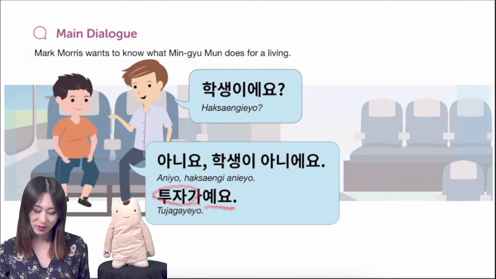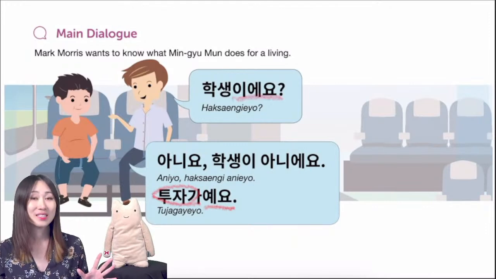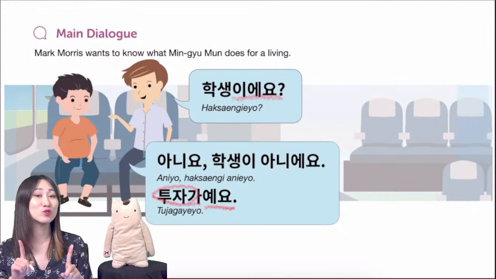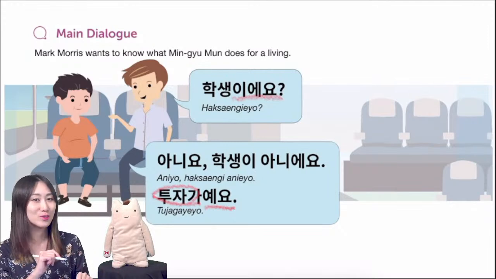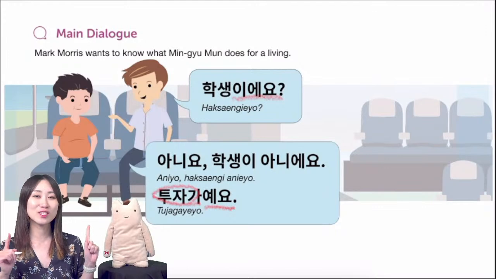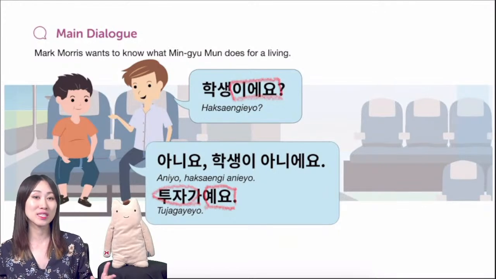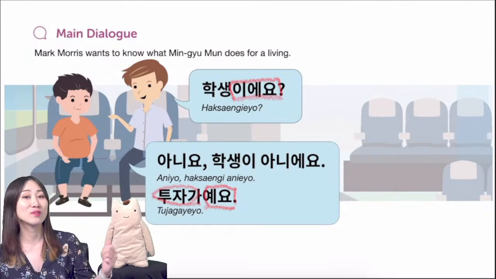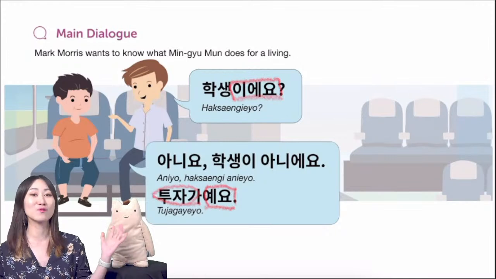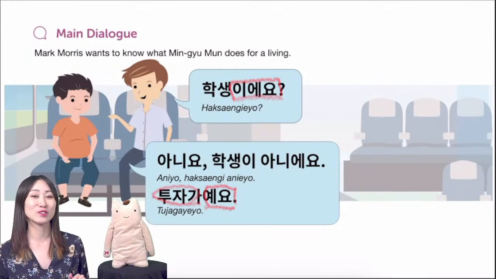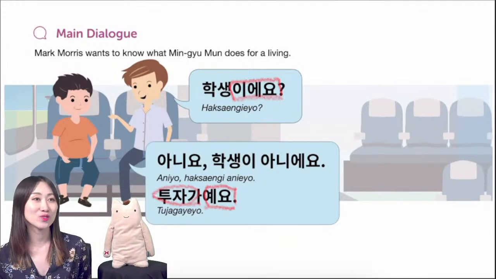And 예요 is exactly same as 이예요. It means to be. But they look different, right? I'm going to explain that very soon. So for now, please understand that this 이예요 and 예요 both mean to be, is. So 투자가예요. I'm an investor. Or he's an investor. She's an investor. We are investors. They are investors. So 투자가예요.